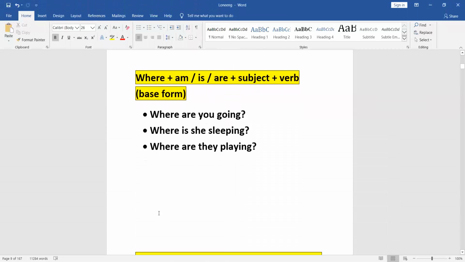The next formula is where. If you want to use the word where, it means you want to know about a place. So the formula is where plus am, is, or are, any one of these three verbs, followed by the subject and then the verb in the base form. So if you want to know about a place, then you will say, where are you going? For example, let's say you're going to go out, and your mom is asking, where are you going? All this while you're inside the house and suddenly you're stepping out. Where are you going?